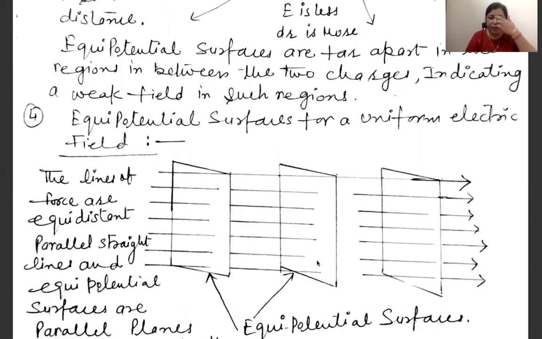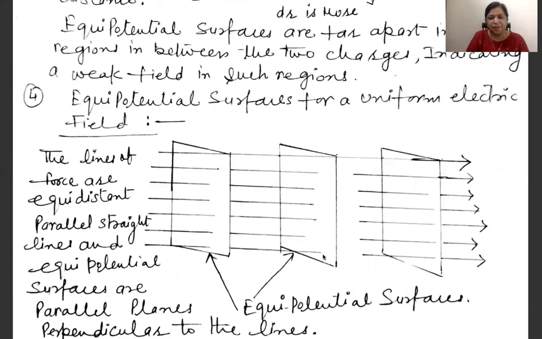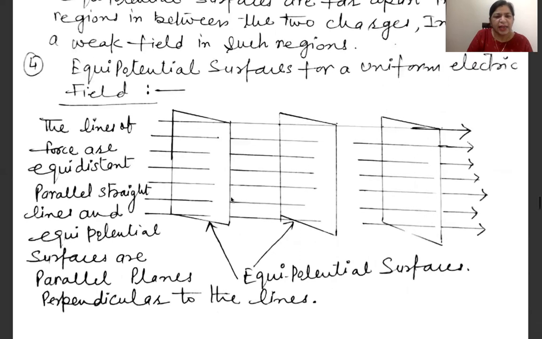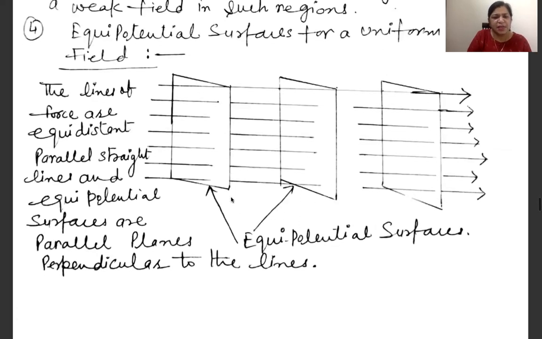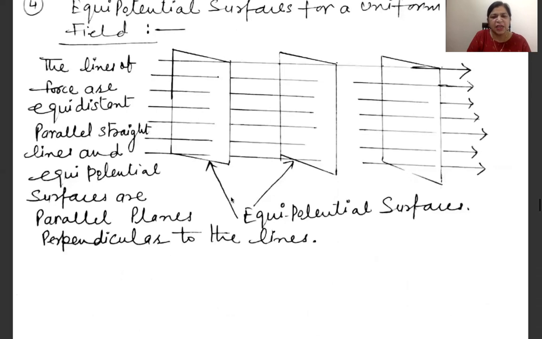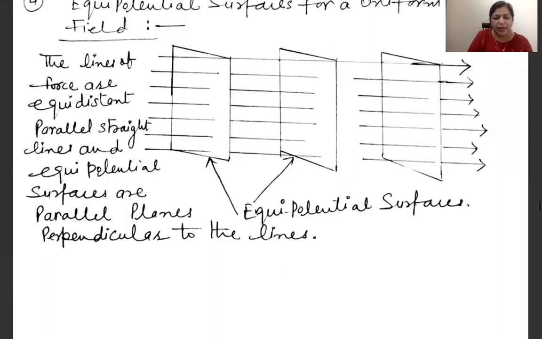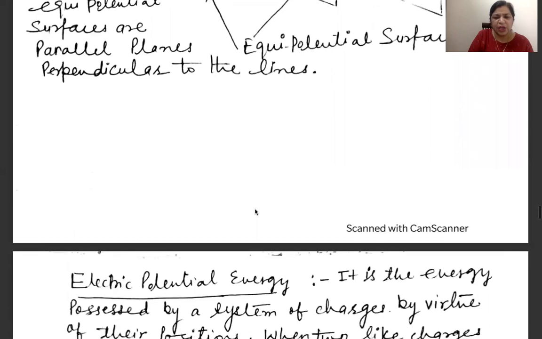After that, we have the equipotential surfaces for a uniform electric field. These parallel lines show that the electric field is uniform. The lines are equidistant also, which means a uniform electric field is present. So the equipotential surfaces can be shown with the help of parallel planes, you can see, perpendicular to the lines. So these are the equipotential surfaces.